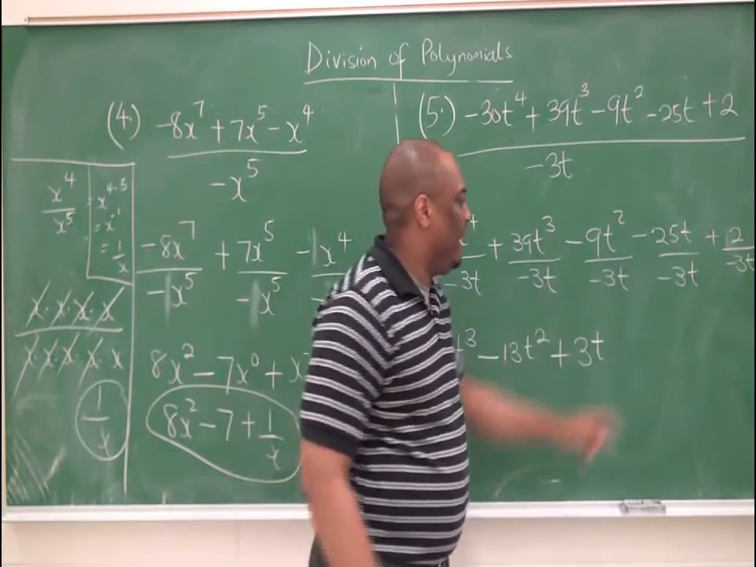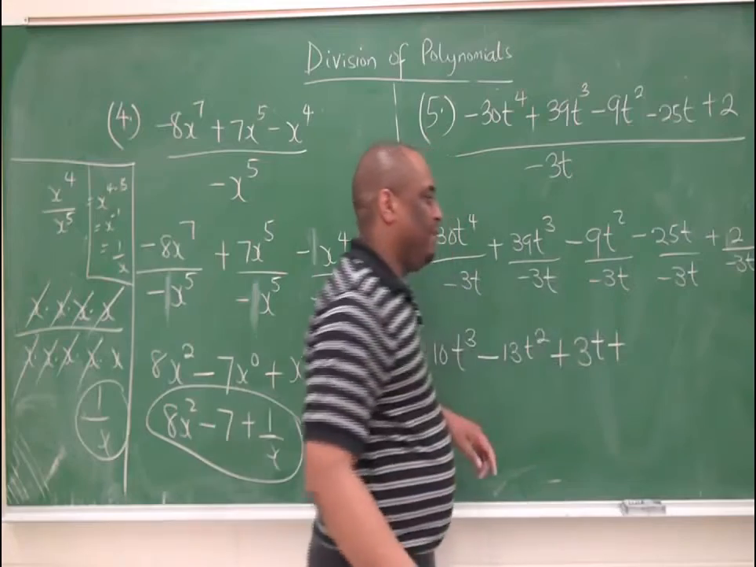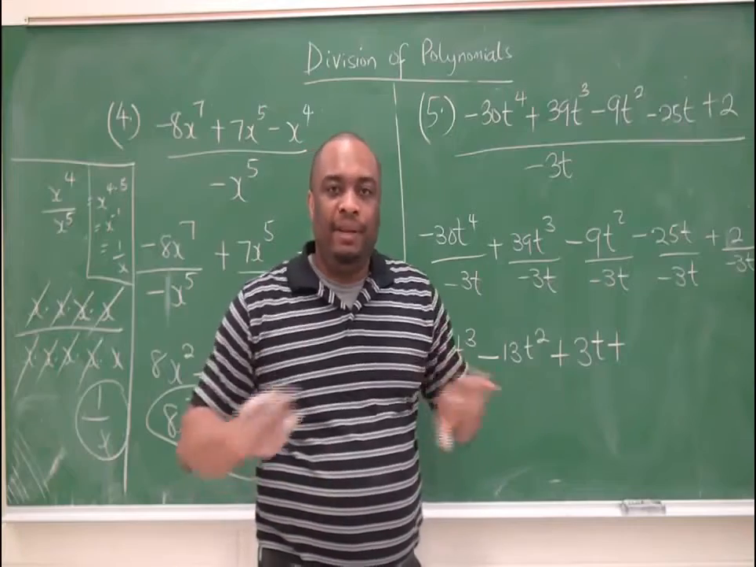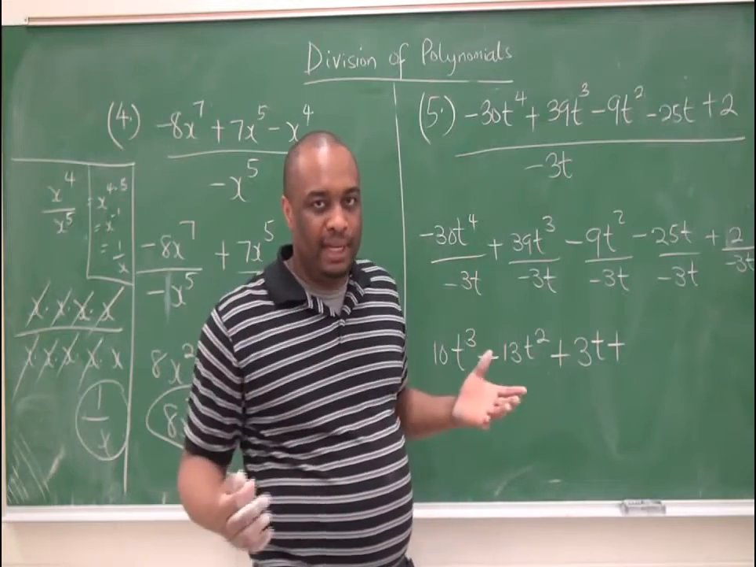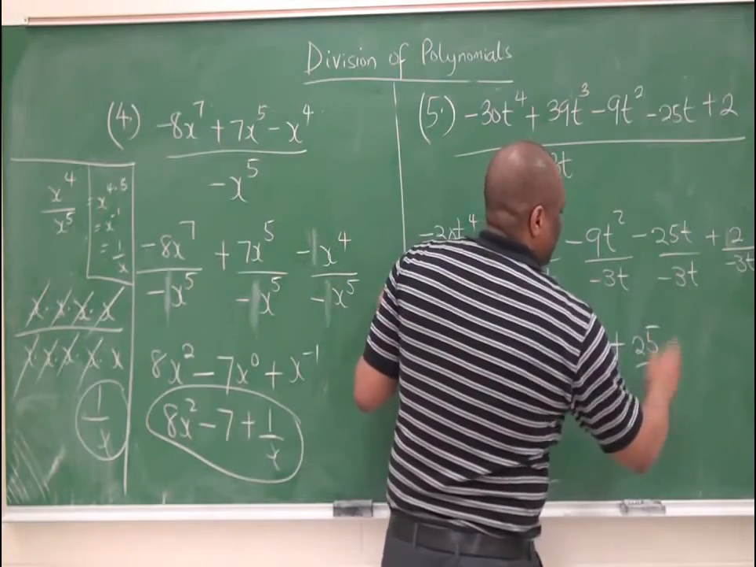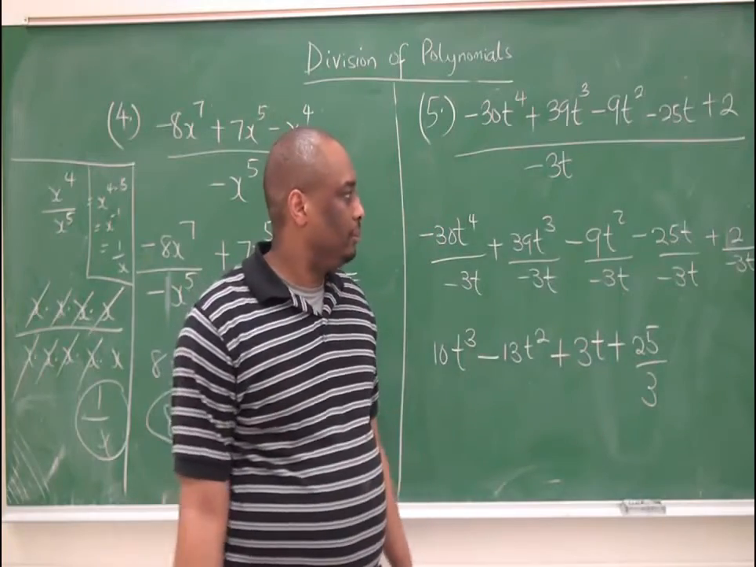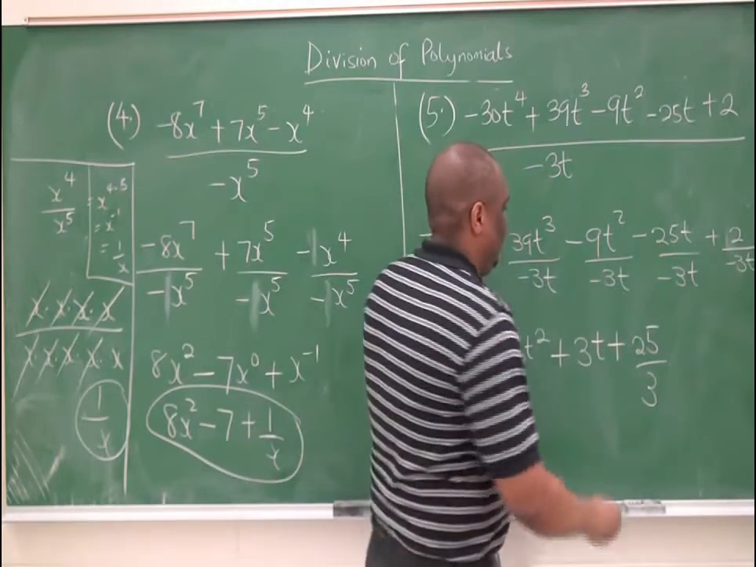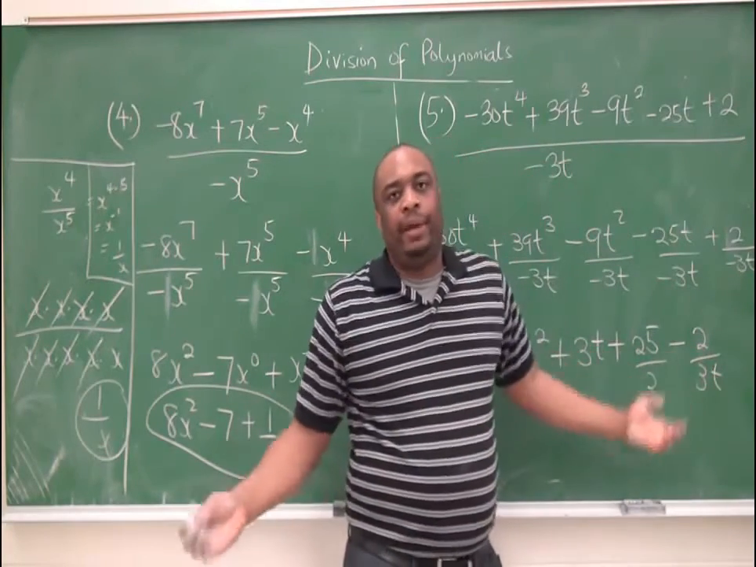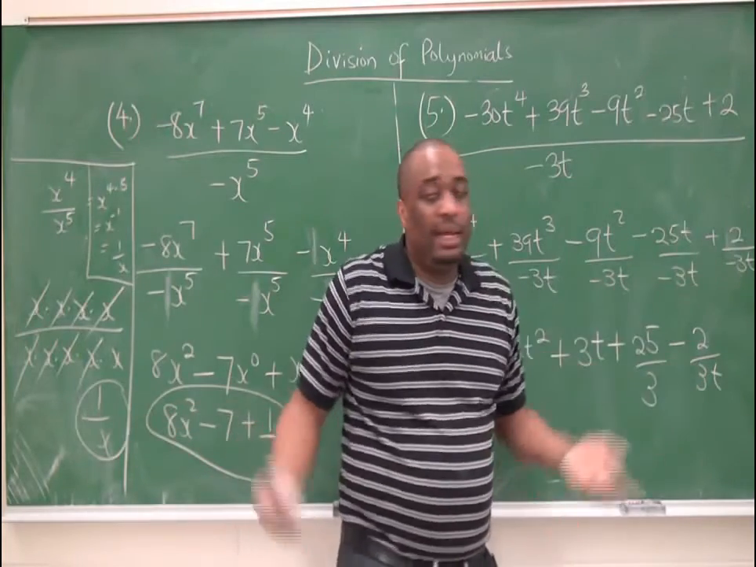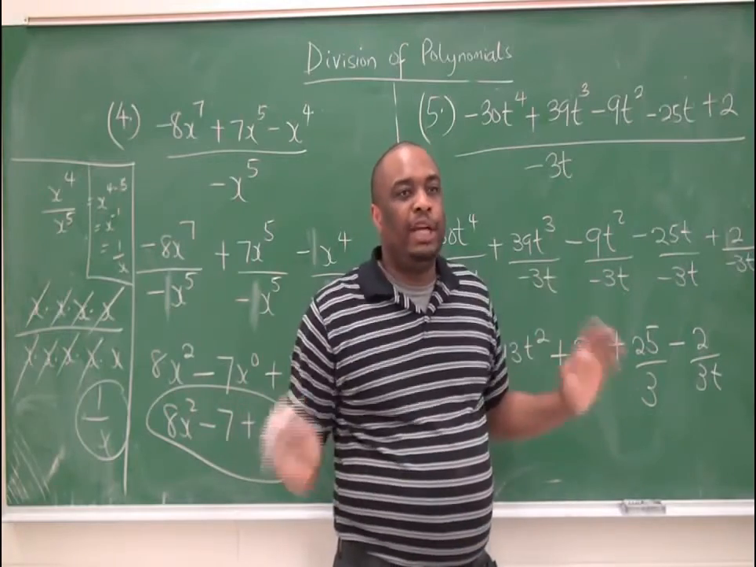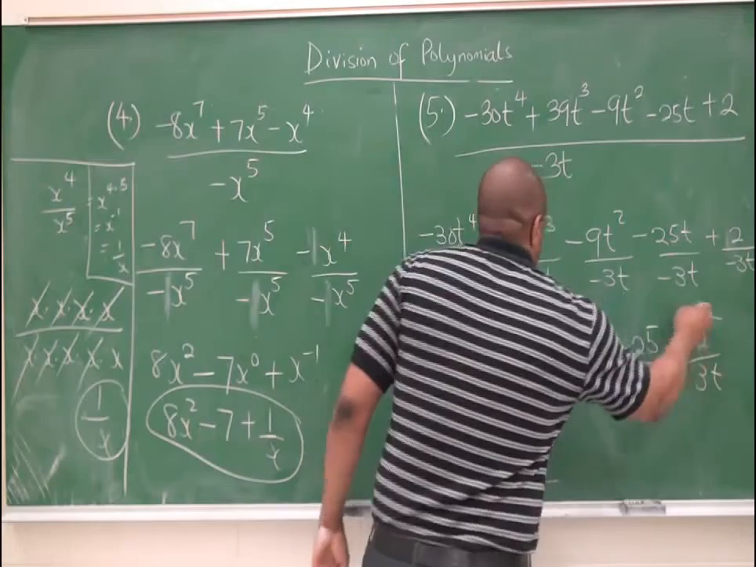Then here, negative divided by negative is positive. 25 divided by 3 is not going to work. We can't divide it. Please leave it as an improper fraction. Do not convert it to a mixed number. So this will be 25 over 3. T divided by t is 1. Then positive divided by negative is negative 2 over 3t, because you can't divide 2 by 3. You just leave it as that. Because 2 over 3 is a proper fraction. Leave it as a fraction, not as a decimal. And this becomes the answer.